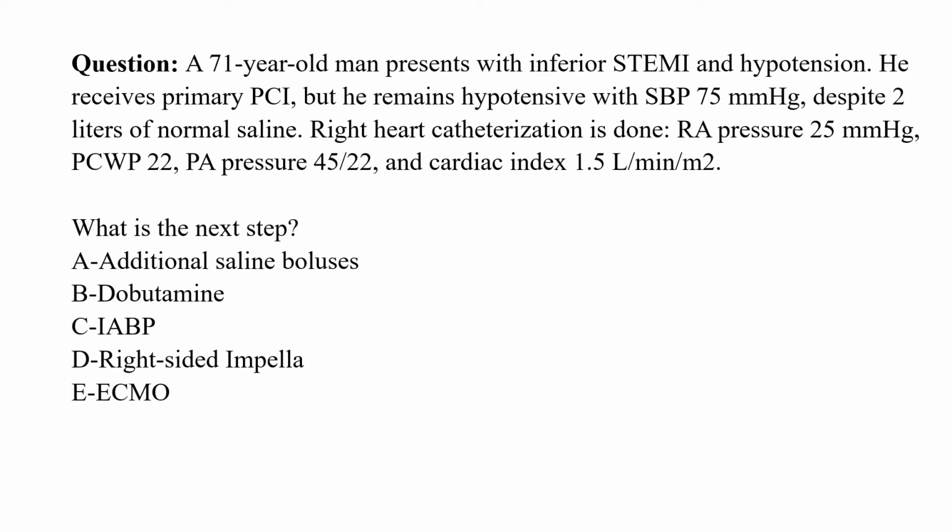A 71-year-old man presents with inferior STEMI and hypotension. He receives primary PCI, but he remains hypotensive with systolic pressure of 75 millimeter of mercury despite 2 liters of normal saline. Right heart catheterization shows RA pressure of 25 millimeter of mercury, wedge pressure of 22, PA pressure of 45 over 22, and cardiac index of 1.5 liter per minute per meter square. What is the next step? A, additional saline boluses, B, dobutamine, C, balloon pump, D, right-sided Impella, and E, ECMO.